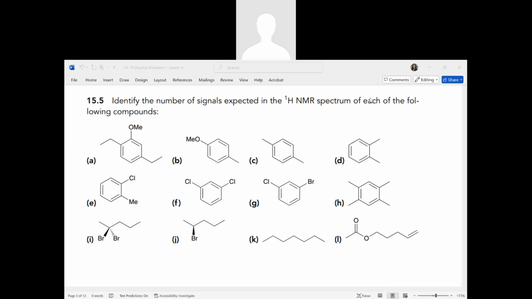For chapter 15, problem number 5 here, we're asked to identify the number of signals that we expect to see with a proton NMR spectrum for these following compounds. So I will walk through each of these compounds and point out the reasons why we expect to see these signals. In our first compound here, compound A, we're going to see a total of 8 different signals.